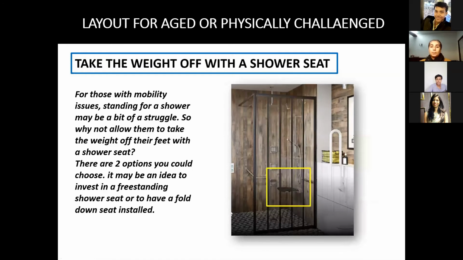Take the weight off with a shower seat. For those with mobility issues, standing for a shower may be a bit of a struggle. So why not allow them to take the weight off their feet with a shower seat? There are two options you could choose. It may be an idea to invest in a freestanding shower seat or have a fold-down seat installed. As you can see in the picture, what we have marked with the yellow box is a foldable shower seat. If you don't want to use it, you can fold it down and you have a clear space.